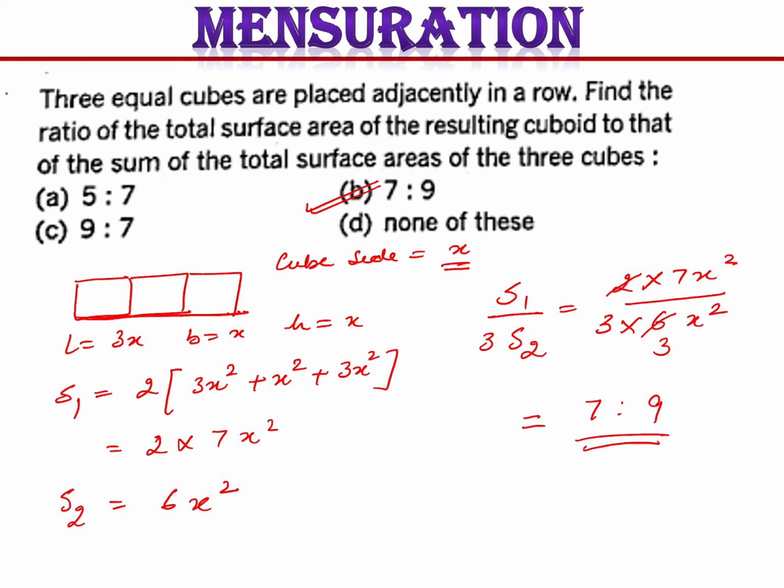Hope this question is clear to all. Now instead of being placed in a row, the cubes can be placed one above the other. You can have another question of this type. If they are placed one above the other, then also the surface area will be calculated in the same way. The only difference will be that the height will be 3x. Ultimately the 3 dimensions will remain the same. So we move to the next question now.